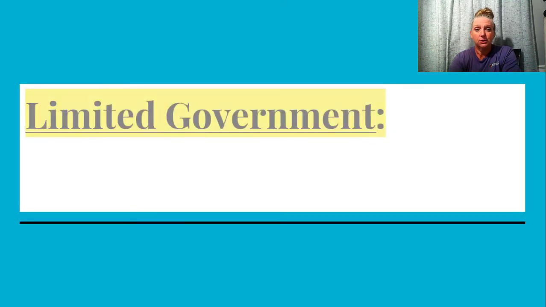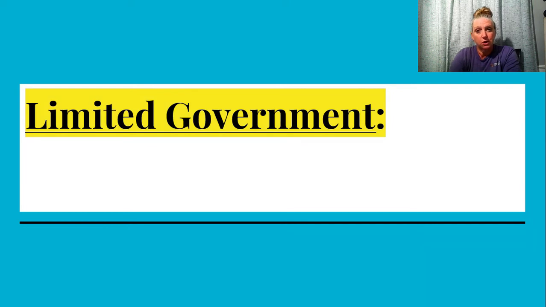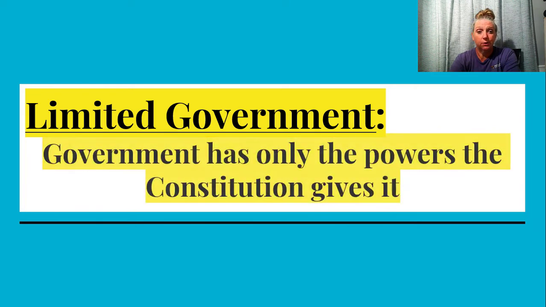All right, so the first one on your notes guide should be listed as limited government. And we have talked about this term before. We talked about it with Unit 1 in terms of democracy versus dictatorships. A democracy has a limited government. The government is not all powerful. They can't do whatever they want because they're limited in what they are told to do. So government only has the powers the Constitution gives it. It's what makes us a democracy.